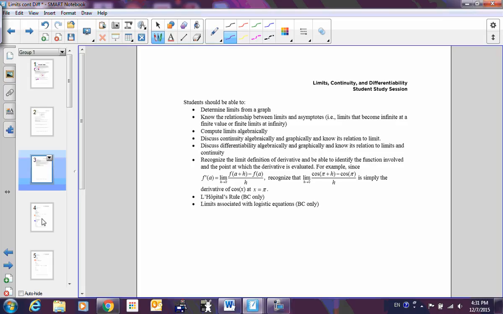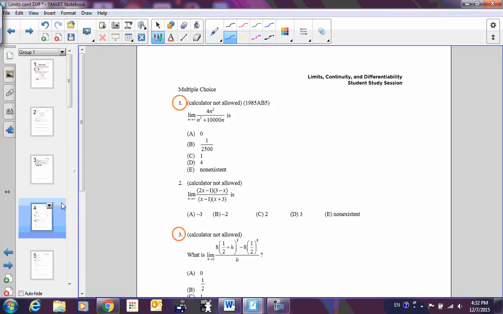All right, so on this third page, we have good old definition of the limit using definition of the derivative using the limit. We also have L'Hopital's rule, which is for BC, although we do it because it makes tons of questions easier. Okay, so let's look at problem number 1. You're going to see some of these circled. Some of these are going to be x'd out, meaning you don't have to do them.